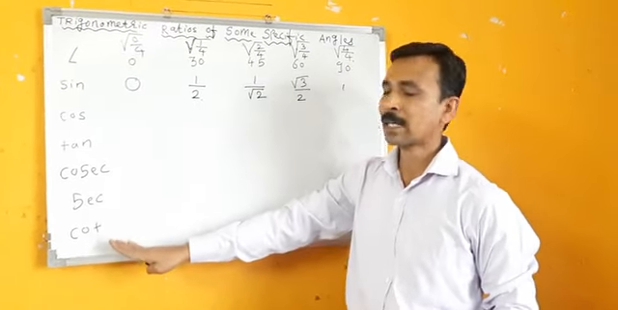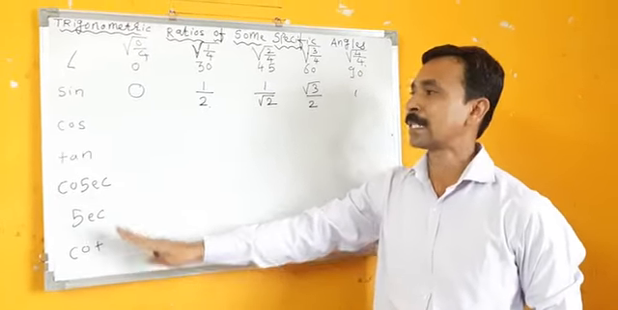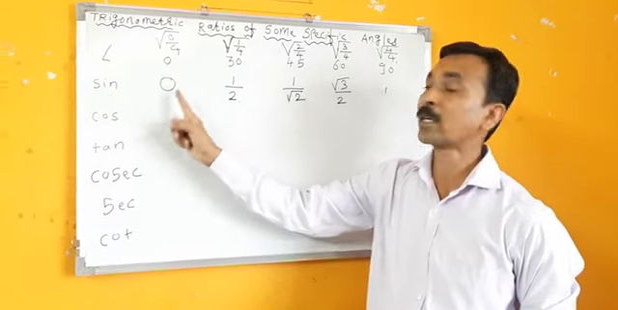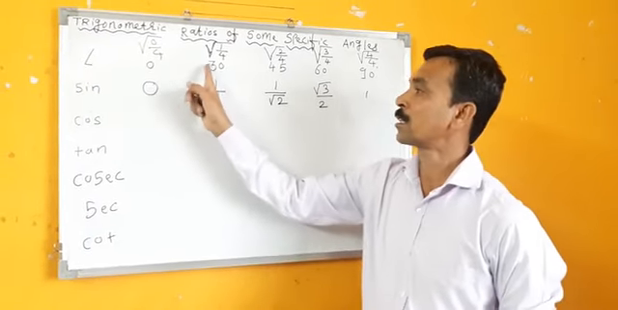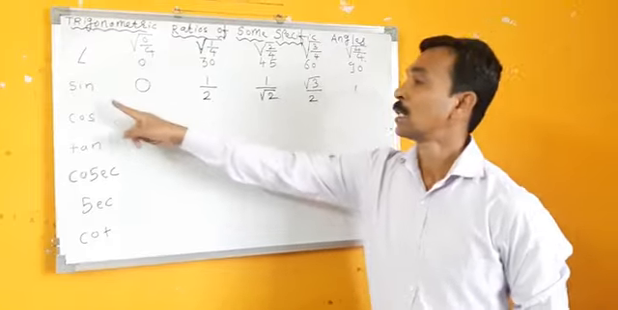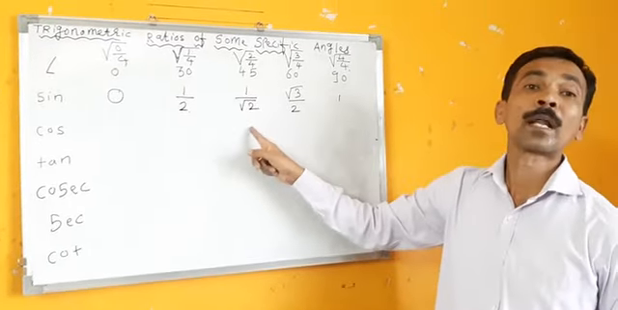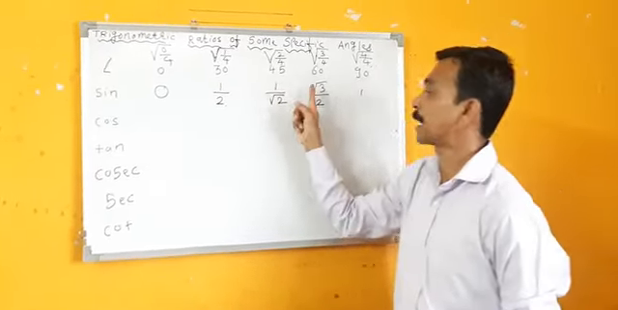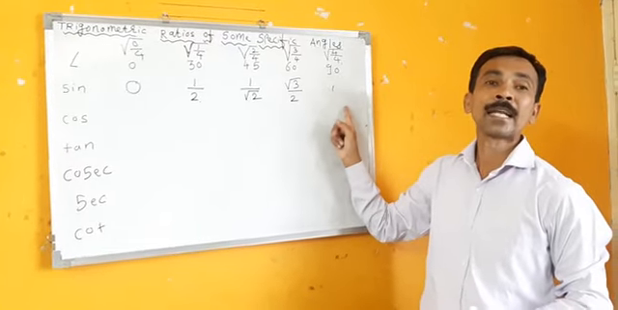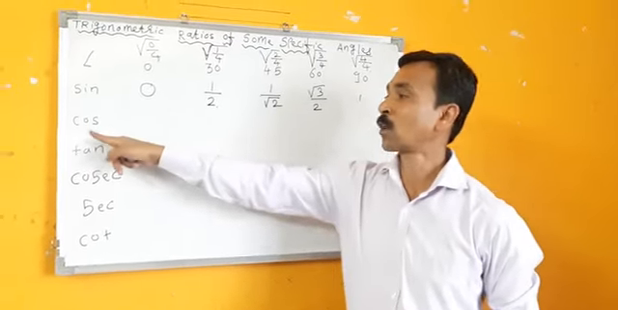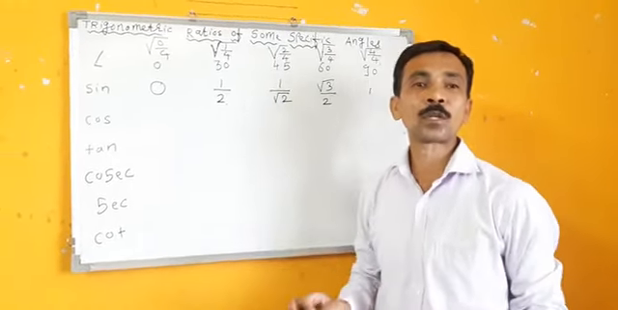the remaining parts are very easy to find. Again I am reading the values. Sine 0 is 0. Sine 30 is 1 upon 2. Sine 45 is 1 upon root 2. Sine 60 is root 3 by 2. Sine 90 is 1.